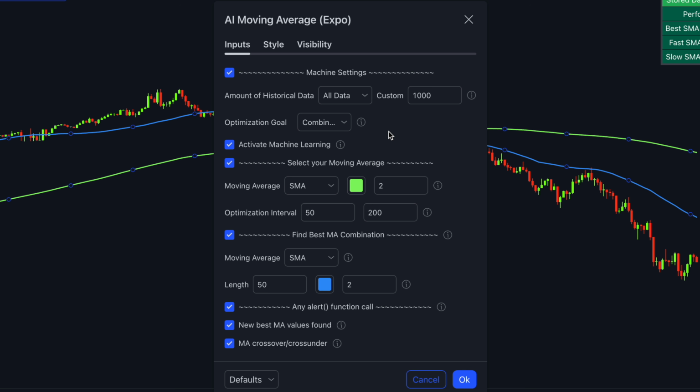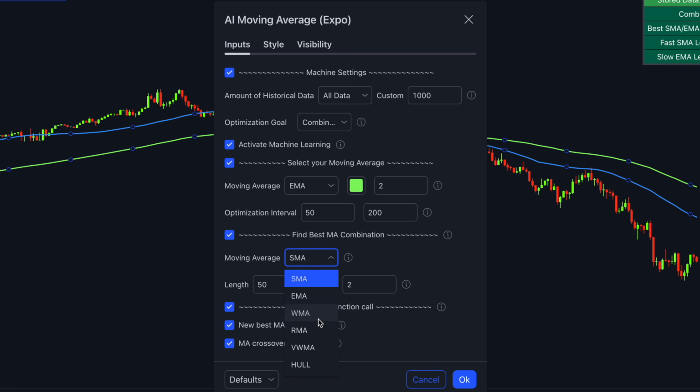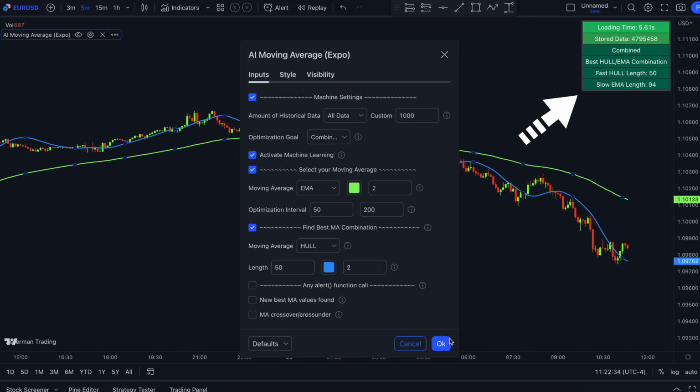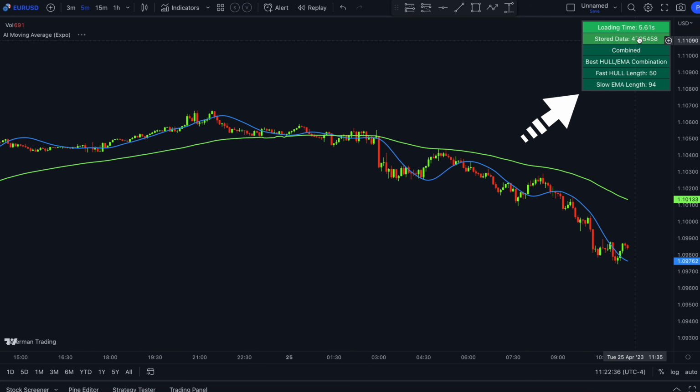You can also select the type of moving average you would like to see on the chart. For the first moving average, we recommend using the EMA. However, you can choose from any of the 6 MAs available. The second MA in our strategy will be the Hull MA. Keep the lengths default. The last customization option machine learning moving average has in the inputs is alerts. We will not use them in our strategy. By the way, on the table in the upper right corner, you can see information about the indicators such as loading time, stored data, optimized moving average lengths, etc.